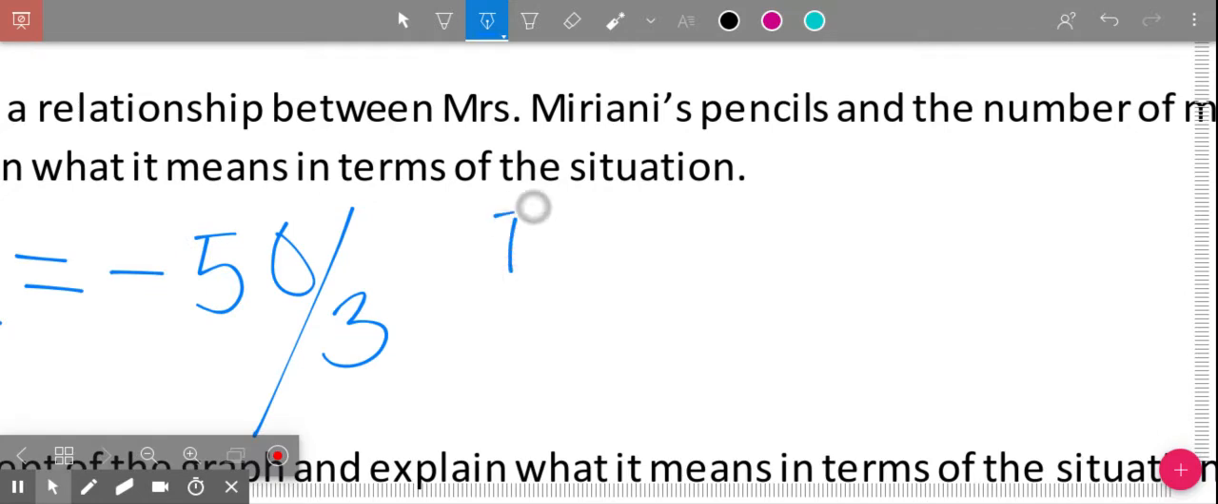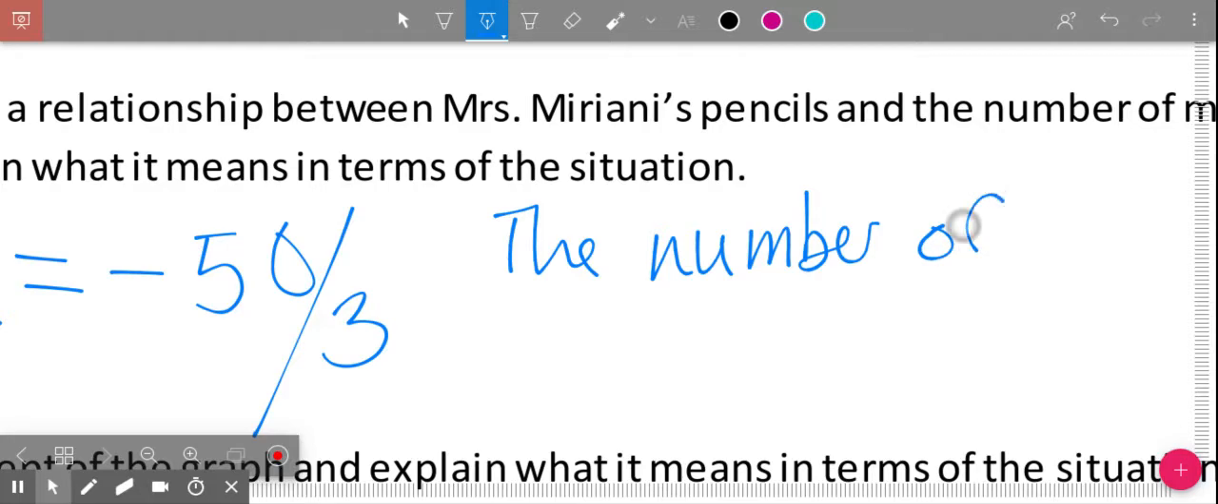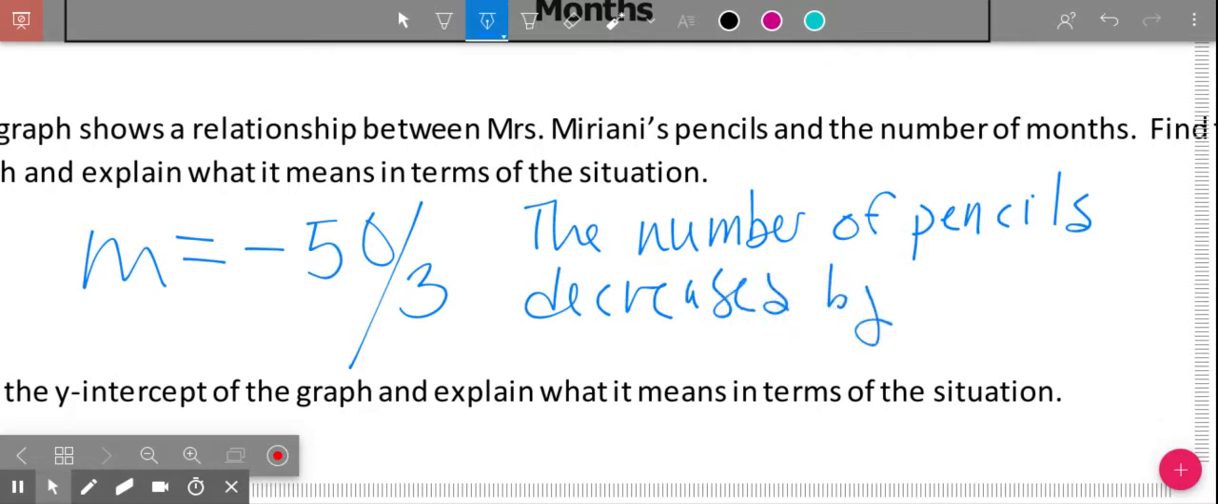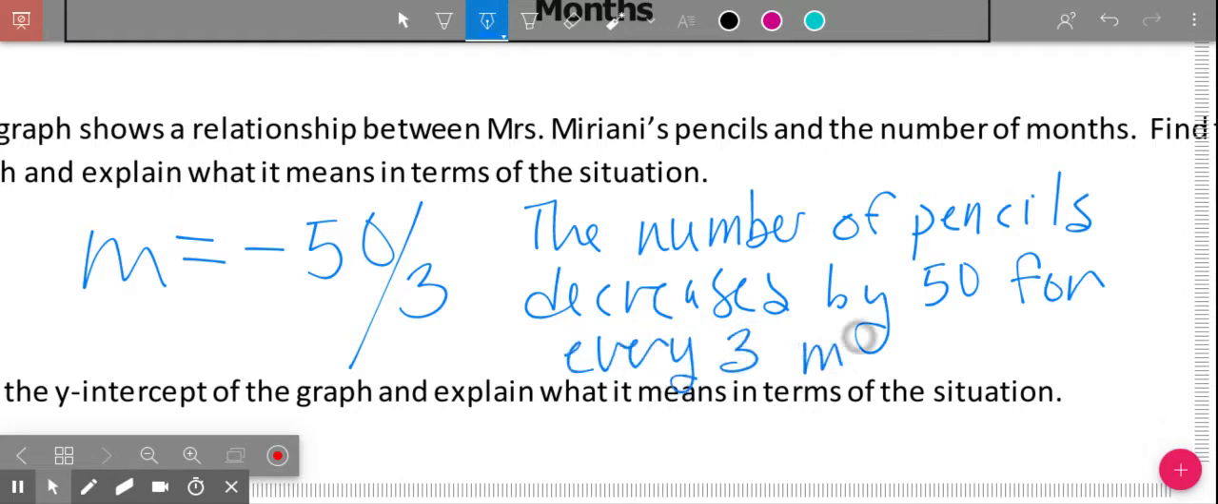We're going to say the number of pencils decreases, because it's got to be negative. So we need to say decreases by 50, which is probably more than that, for every 3 months. I would say I easily go through 50 in 1 month, but that's okay.